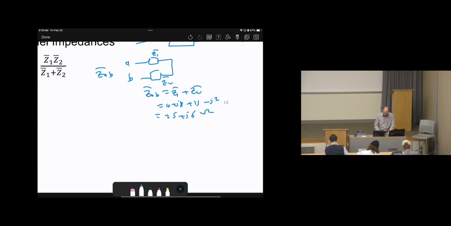How about another case, where we have here Z1 bar, Z2 bar.